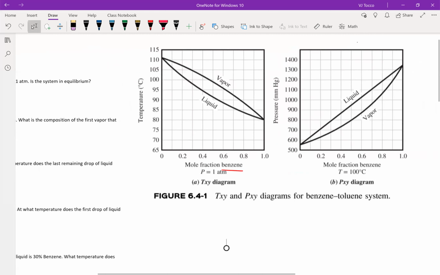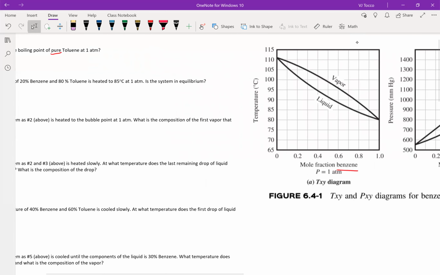Something else that we should review is the caption: TXY, PXY diagrams for the benzene toluene system. So any good TXY or PXY diagram should tell you the two components that they're talking about, and it should also tell you the set value of the other variable. So for the PXY diagram, I have a set temperature. For the TXY diagram, I have a set pressure.